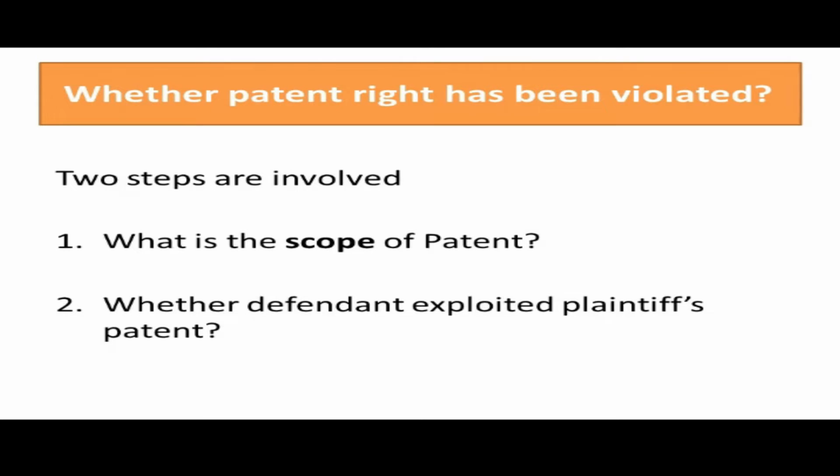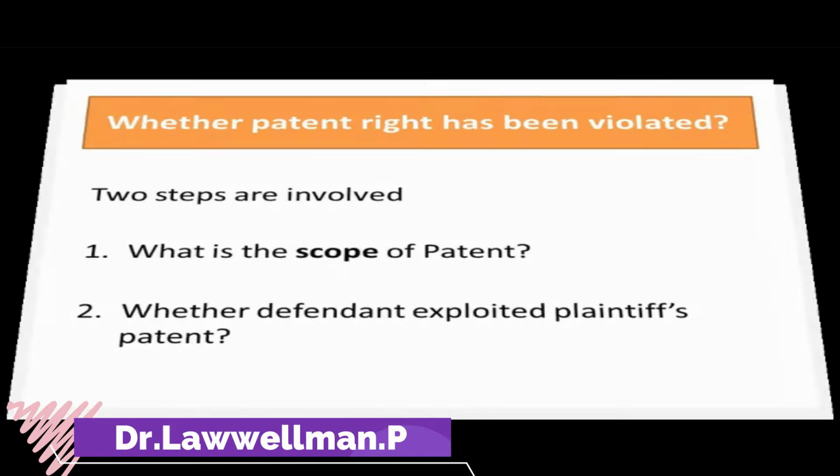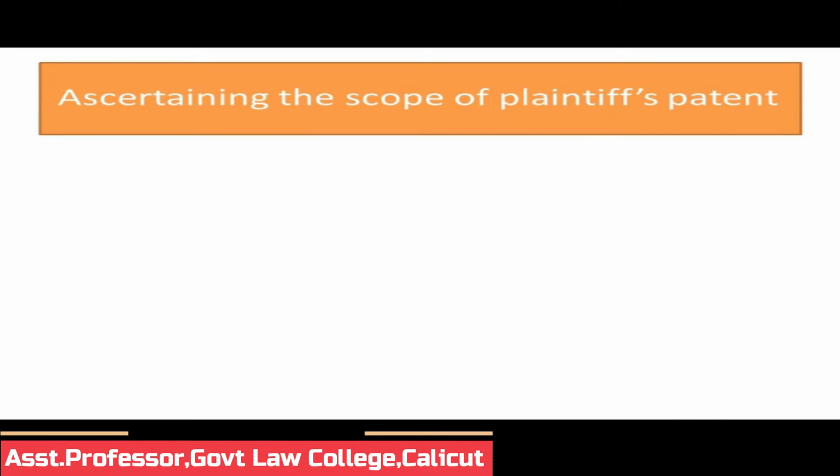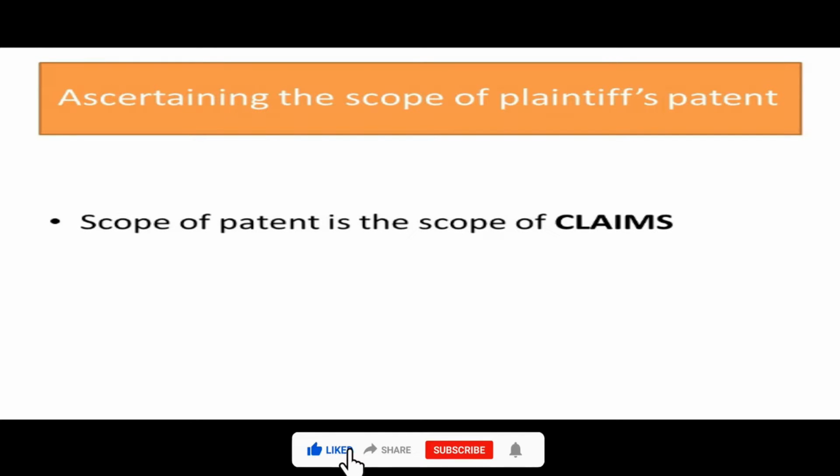Am I making sense? I think the explanation is good enough for you to understand the ideas. Now, moving further. So the first step is ascertaining the scope of plaintiff's patent. Scope of patent is the scope of claims. That is a major understanding you should carry home. I think you already have that.